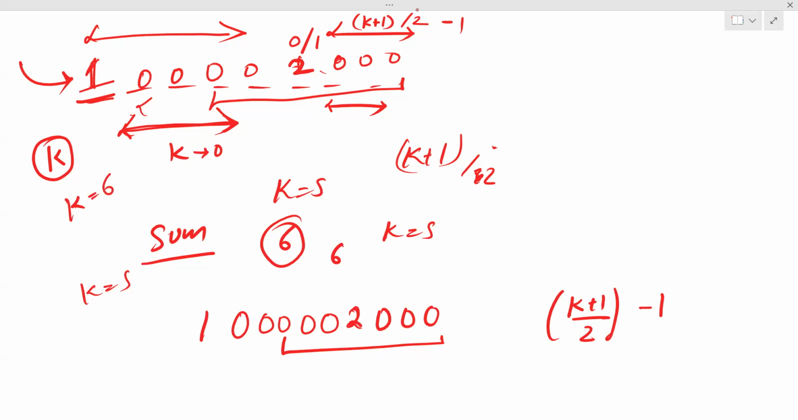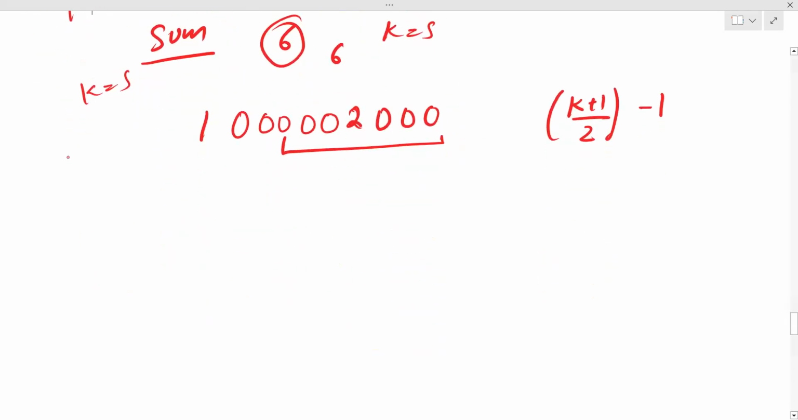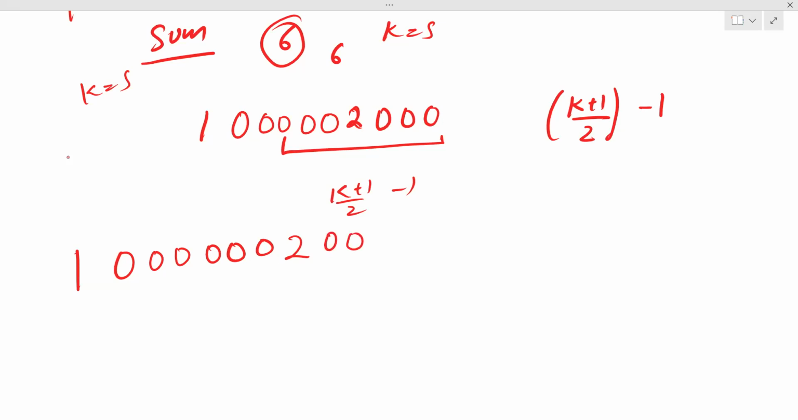Okay, this was for the case when k is odd. Let's make k even. So k is 6. Then also you'll see that this approach works, because 1, then 6 zeros, 1, 2, 3, 4, 5, 6, then 2. And then I'm saying (k+1)/2 minus 1. So k plus 1 is 6 plus 1, 7 by 2, it's 3 minus 1, 2. Right? If I put one more 0 here, then again I'll have a palindrome of length 7.